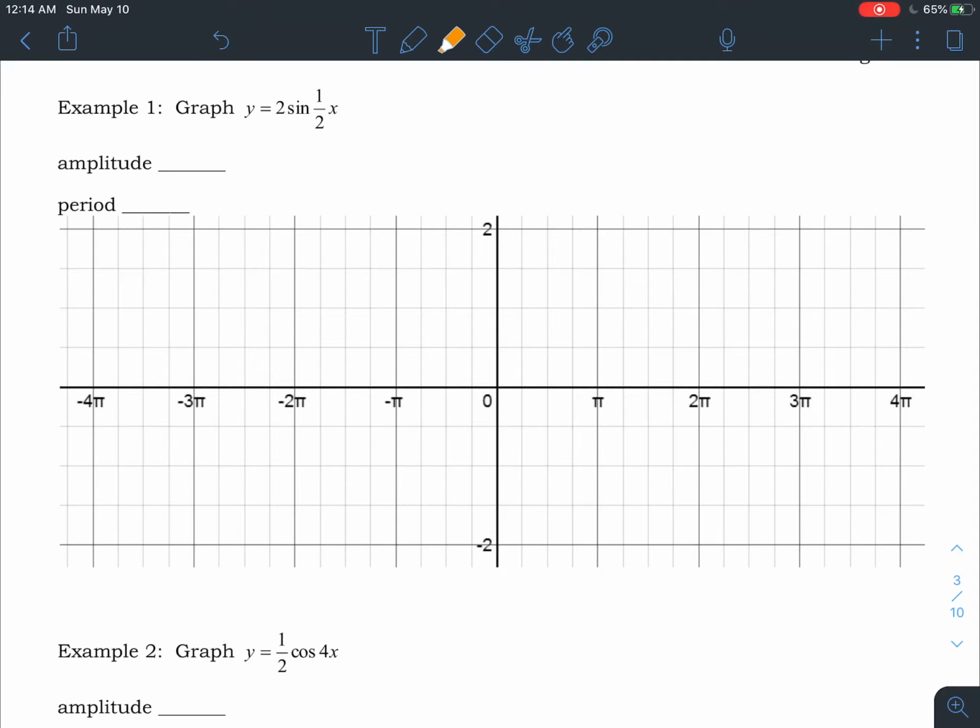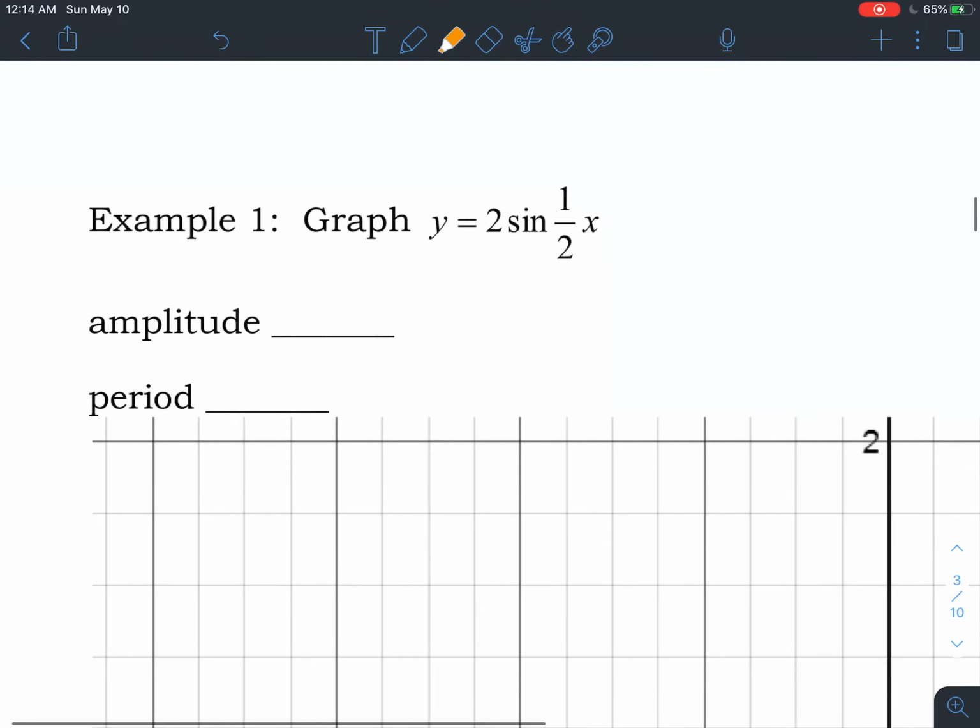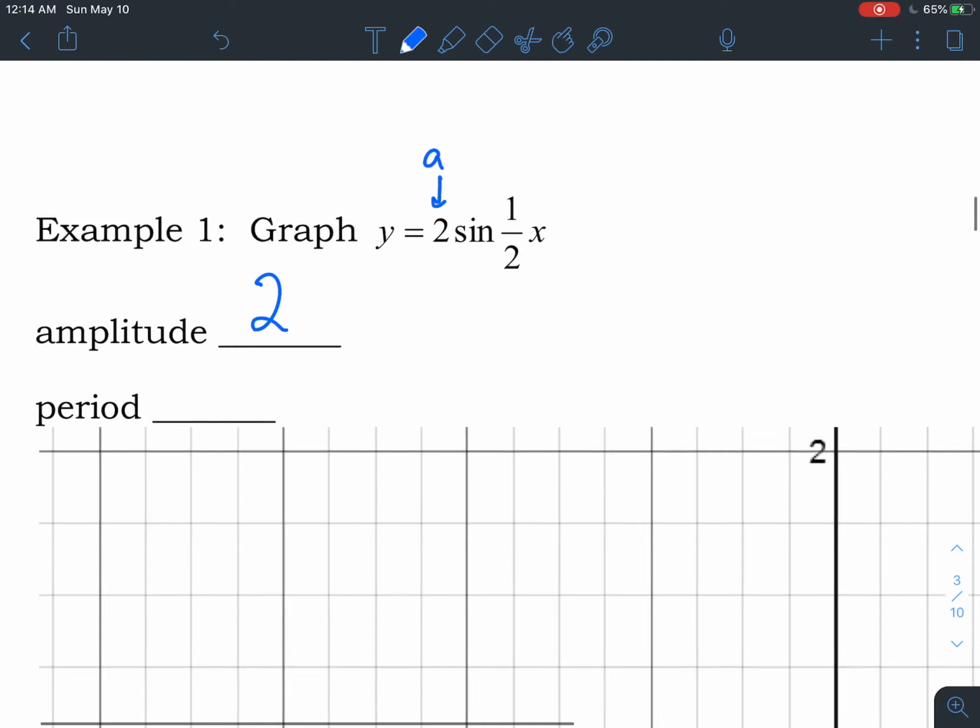Okay, so example number 1. Here we have 2 different adjustments, and we have to figure out, first and foremost, what's our period, what's our amplitude, because that's going to change how we graph our actual function. So in the information I'm given, again, this is my a value. That tells me my amplitude, so my amplitude is now 2. So instead of peaking at 1 and then bottoming out at negative 1, we're going to be doing that at positive 2 and negative 2.